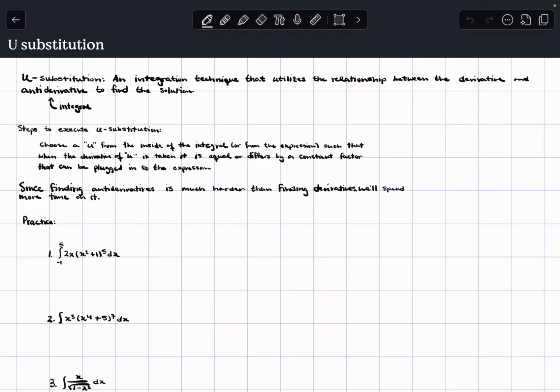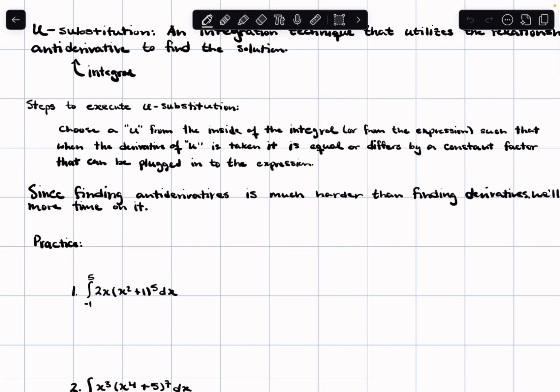So U-substitution is an integration technique that utilizes the relationship between the derivative and the antiderivative, also known as the integral, to find the solution to it. So, the steps to execute U-substitution.